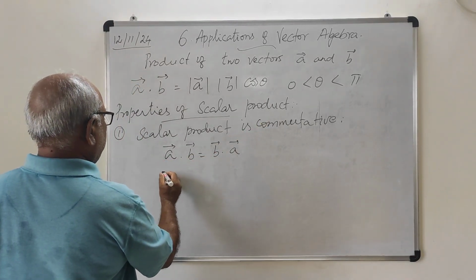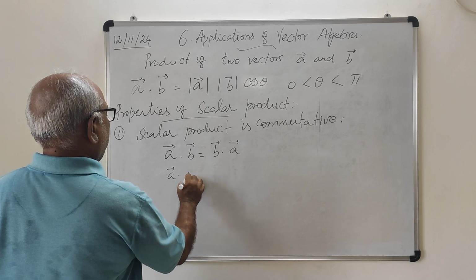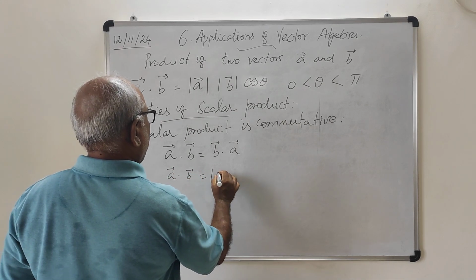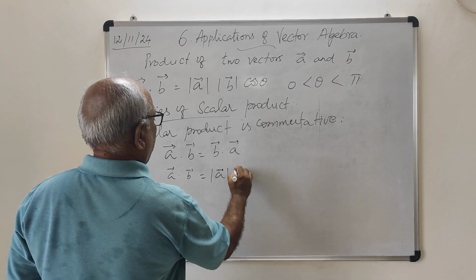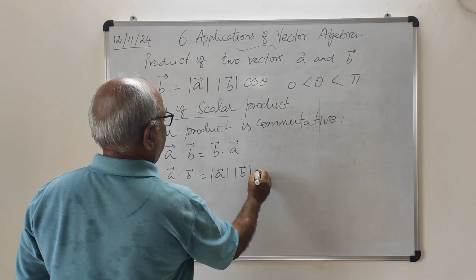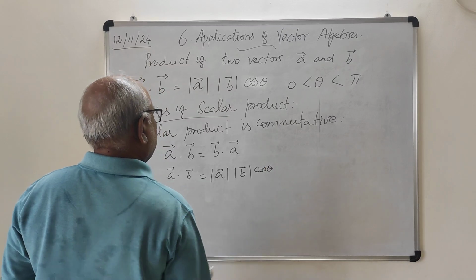What is that? We will see. What is A dot B? You know A dot B is mod A, modulus of B vector, into cos theta. This is A dot B.